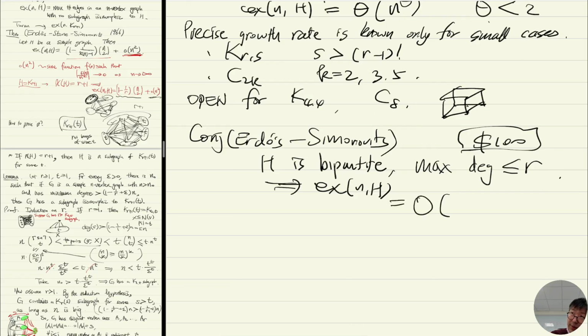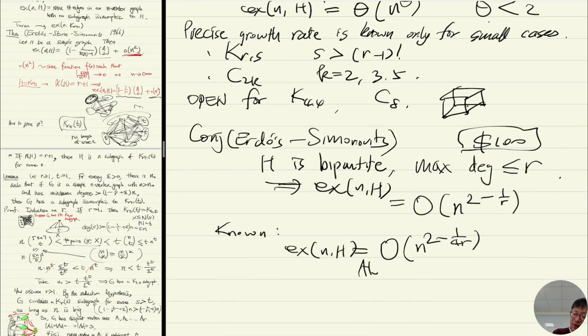so I'm not going to explain the big O notation. Basically, you have to prove that the extremal number divided by n to the 2 minus 1 over r is bounded, and it's known. What's known is that ex(n, H) is O of n to the 2 minus 1 over 4. This is like Alon, Krivelevich, and Sudakov. And there may be other theorems known.